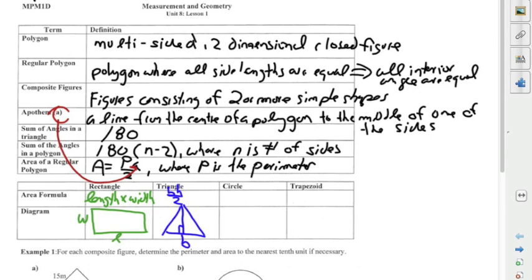Circle? Pi r squared. So there's a circle. That's our center.